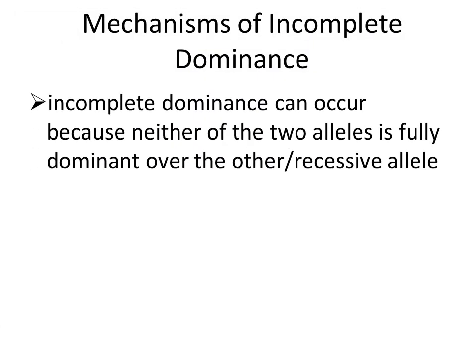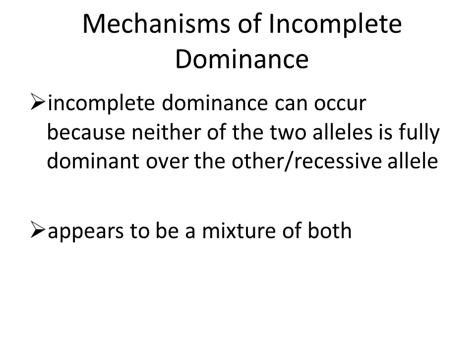Incomplete dominance can occur because neither of the two alleles is fully dominant over the other, or the recessive allele. It appears to be a mixture of both. So remember, in incomplete dominance, there's still a capital letter allele, there's also a small letter allele, but the dominance is partial, it's 50%. So in order to achieve that, there is now the mixing of both alleles.